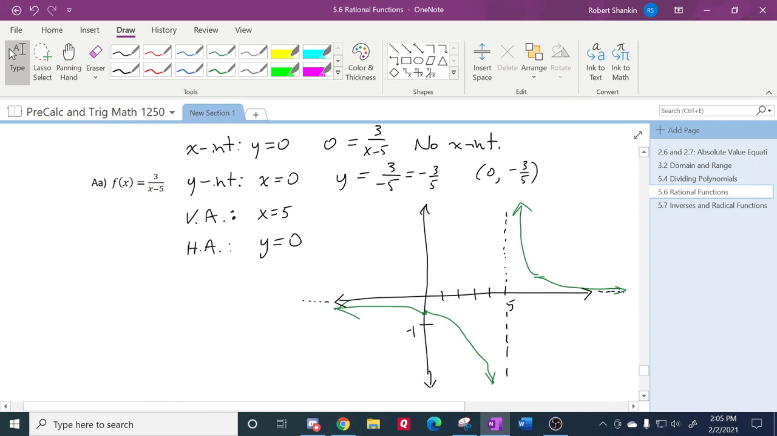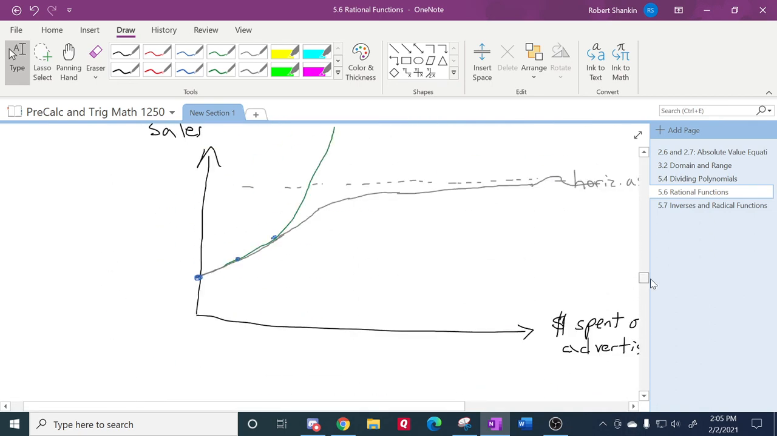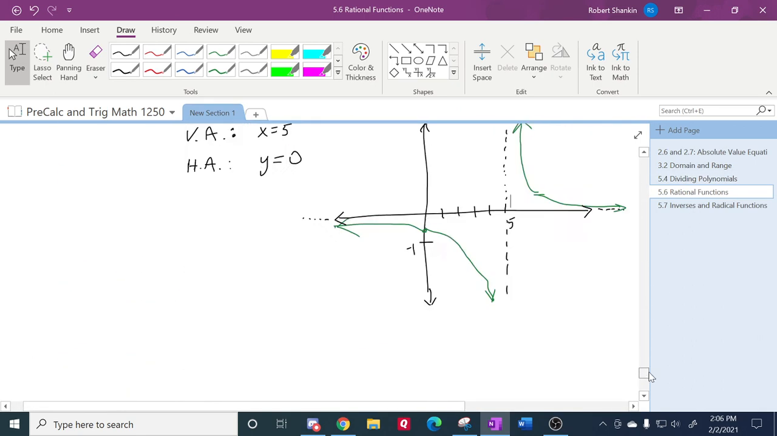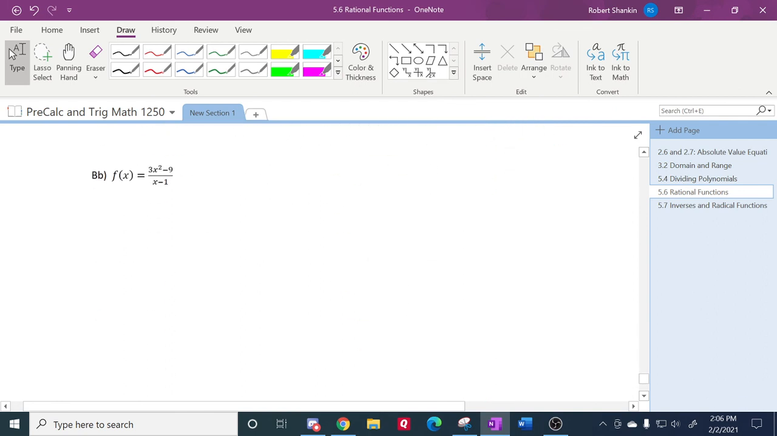Alright, so you see, we need these kinds of graphs if we're going to model things that are realistic, like when we were looking at McDonald's, when they spent money on advertising. A realistic situation is something like this, with a horizontal asymptote. And how are you going to be able to do that? This is how you do it with these polynomial over a polynomial. Okay.